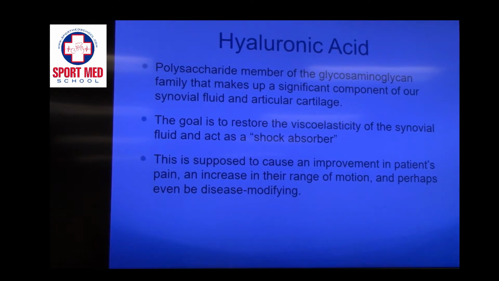So the hyaluronic acid, or HA, is a polysaccharide member of the glycosaminoglycan family. It makes up a significant component of both the synovial fluid in our knees and joints and articular cartilage. The idea is that it's trying to restore the viscoelasticity of the synovial fluid and act as a shock absorber. Sometimes people describe this to patients as acting like a lubricant in the knee or increasing the volume of the fluid. It's supposed to improve patients' pain and increase their range of motion, and as more studies come out, there are thoughts that it could even be disease modifying, decreasing the progression of osteoarthritis.